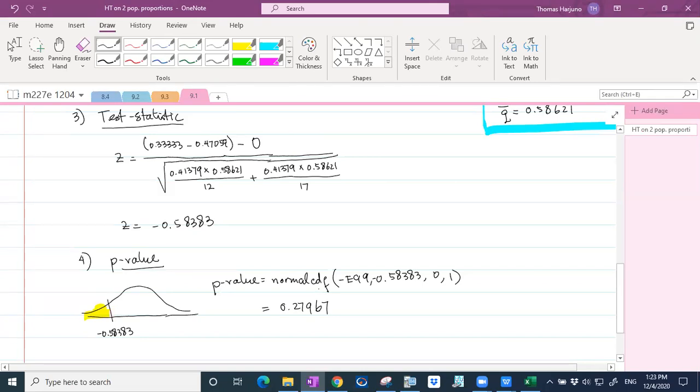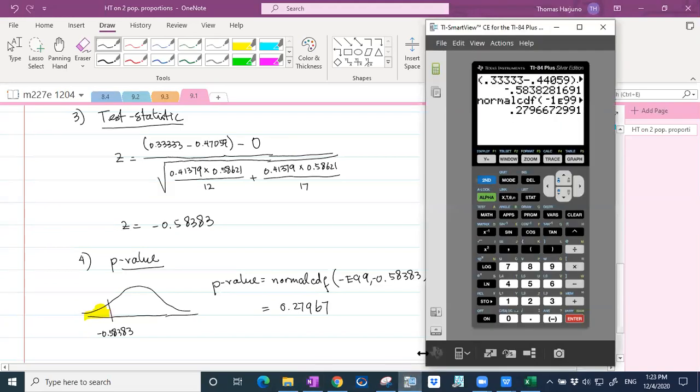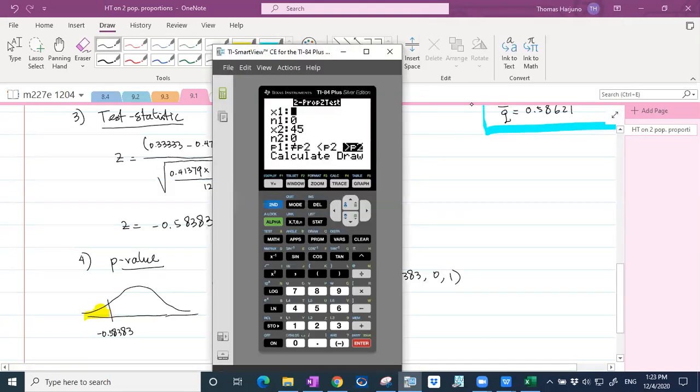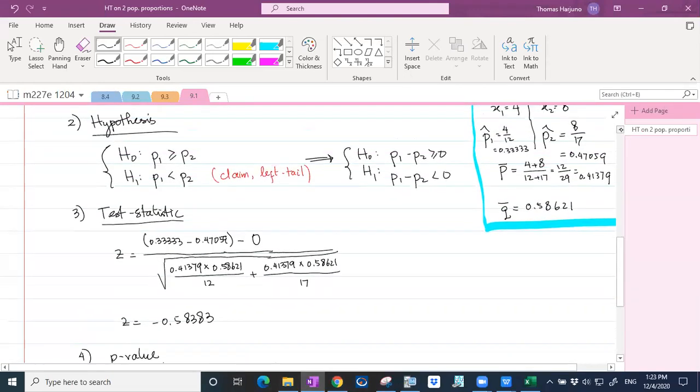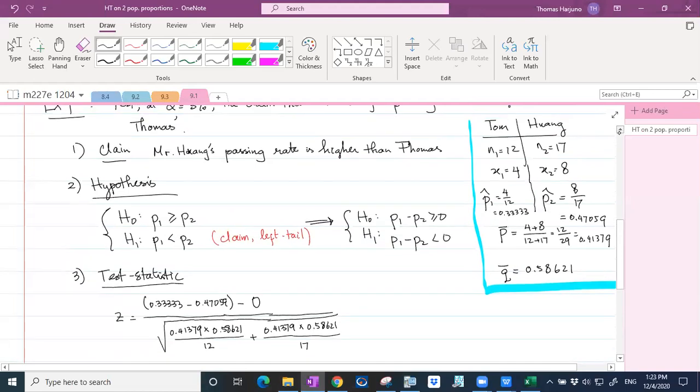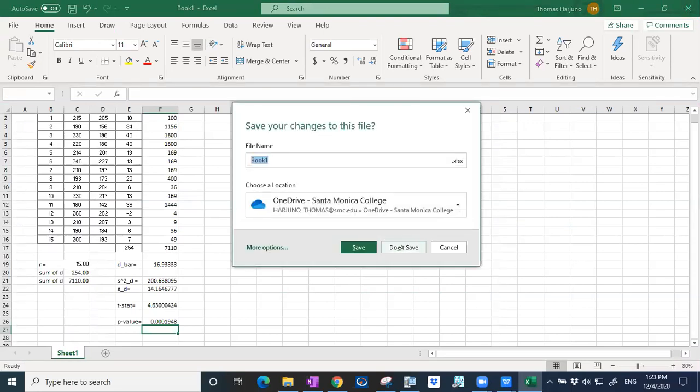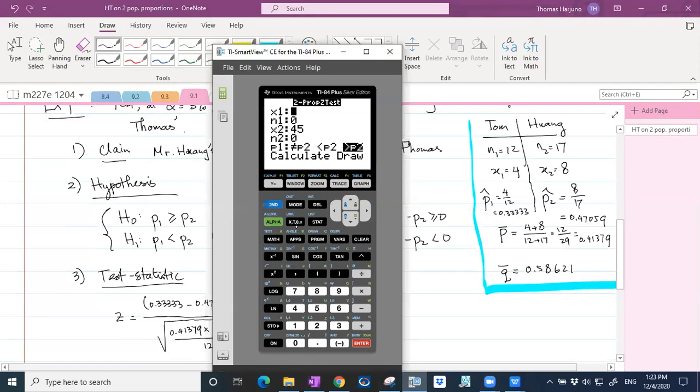Then step 5, step 6, I think you can do it already. I will show you now how to use your calculator to do so. You will go to Test, to 2-PropZTest. Every time you deal with proportions, it's a Z-test. What is X1? I actually start from the raw data, and the calculator will compute everything for us. X1 is 4, N1 is 12, X2 is 8, N2 is 17.